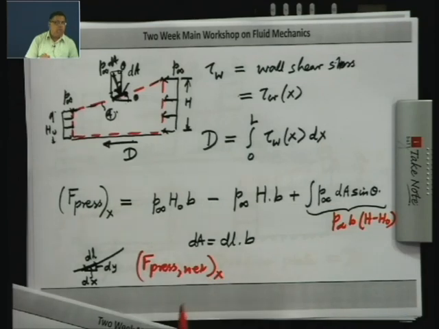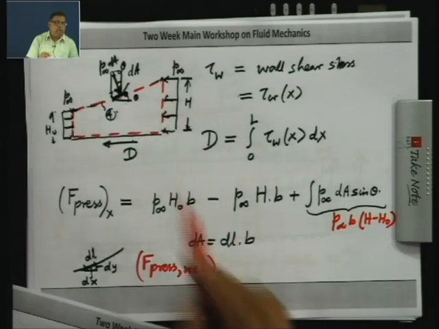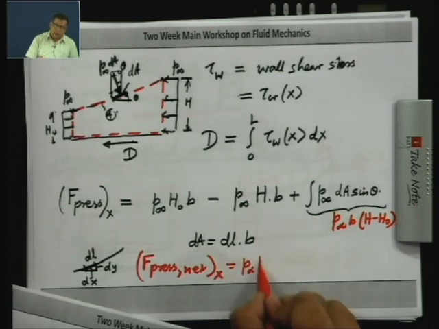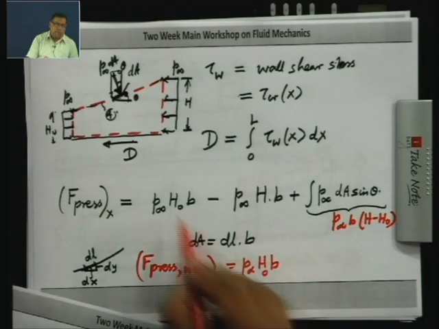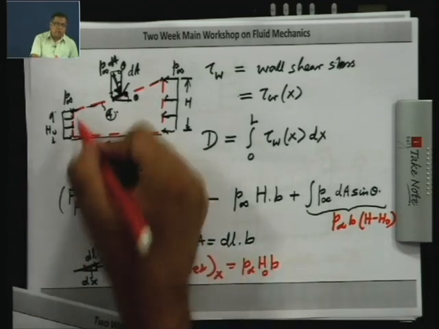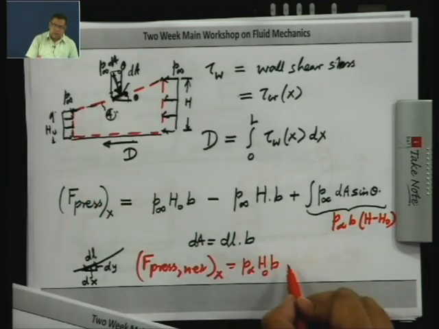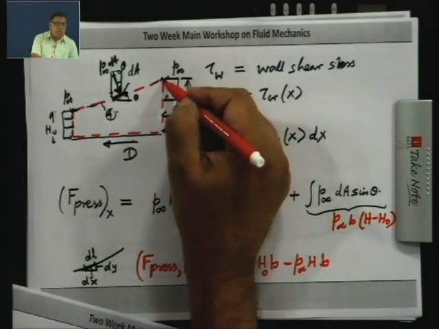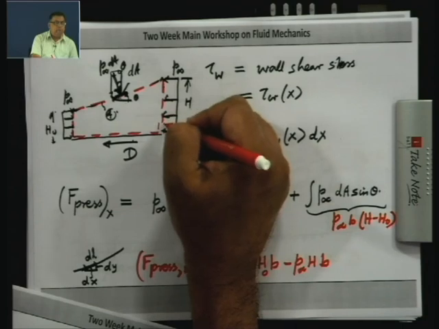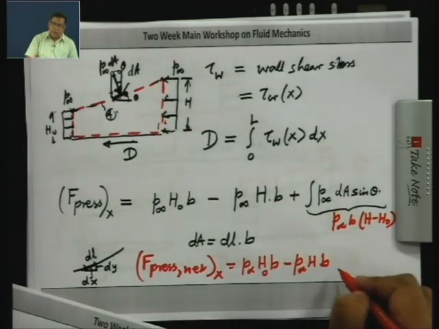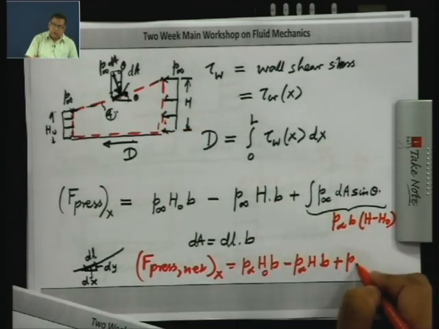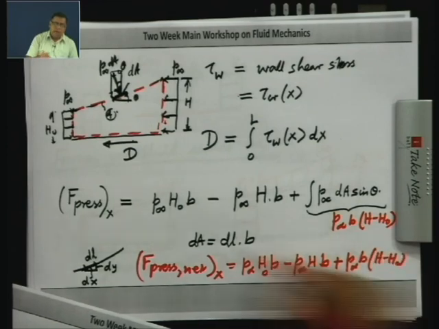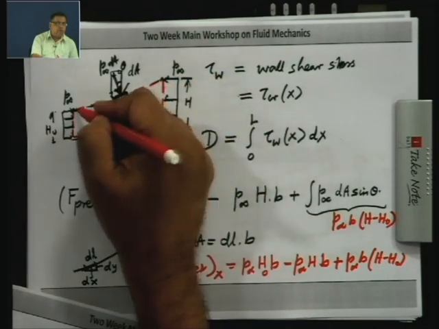So, this is the net pressure force on the system which occupies the control volume at time t in the x direction: p infinity h naught into b, that is the first term. This is the net pressure force on the surface 1, minus p infinity h b, that is the net pressure force in the x direction on surface 3, and then you have p infinity b (h minus h naught), which is the net pressure force in the x direction on the surface 4.